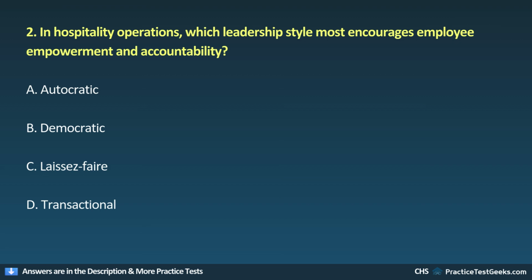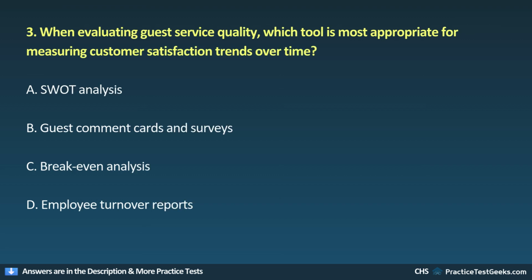2. In hospitality operations, which leadership style most encourages employee empowerment and accountability? A. Autocratic. B. Democratic. C. Laissez-faire. D. Transactional.